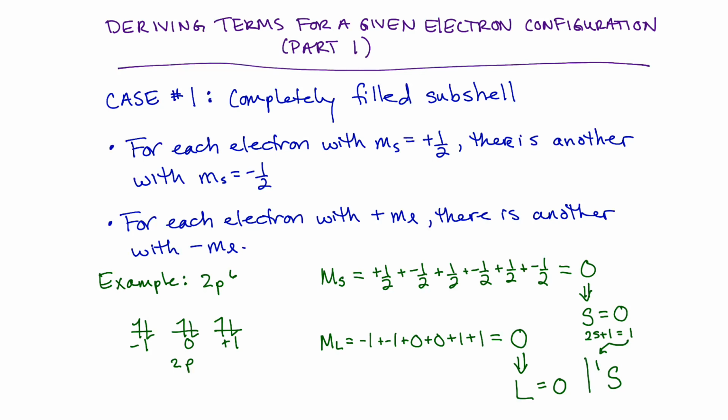This is going to be our final term symbol for any case where you have a completely filled subshell. You can go through and do this for any example you want to practice, where you've completely filled all of your subshells. You could do one for d orbitals or s orbitals. It doesn't matter what situation you have. If you have completely filled subshells, you're going to end up with a singlet S term that describes those.